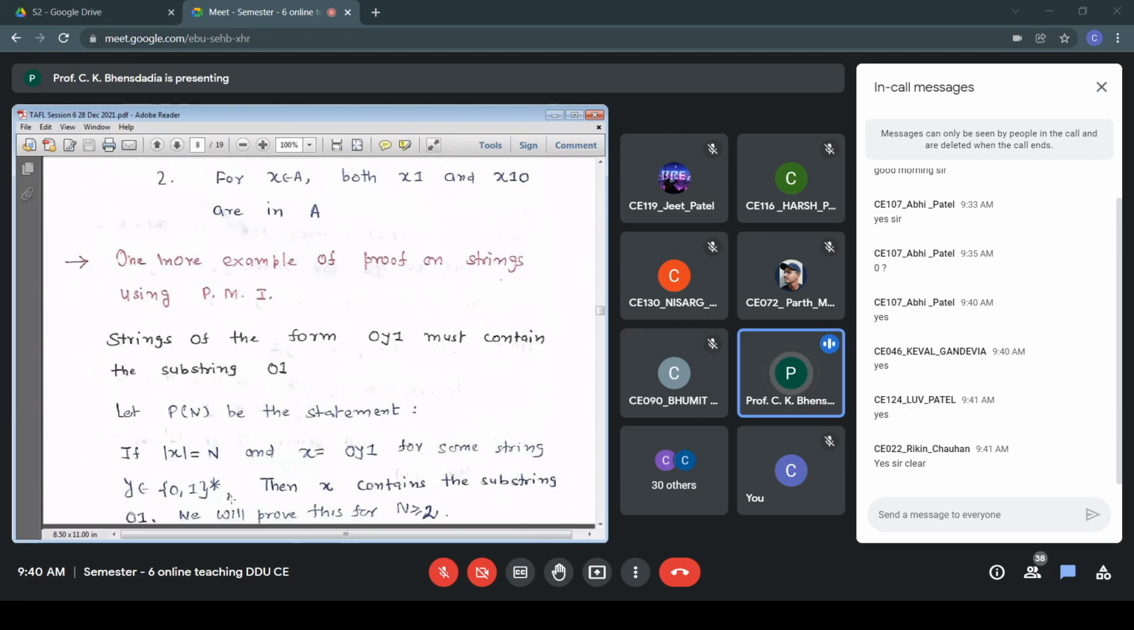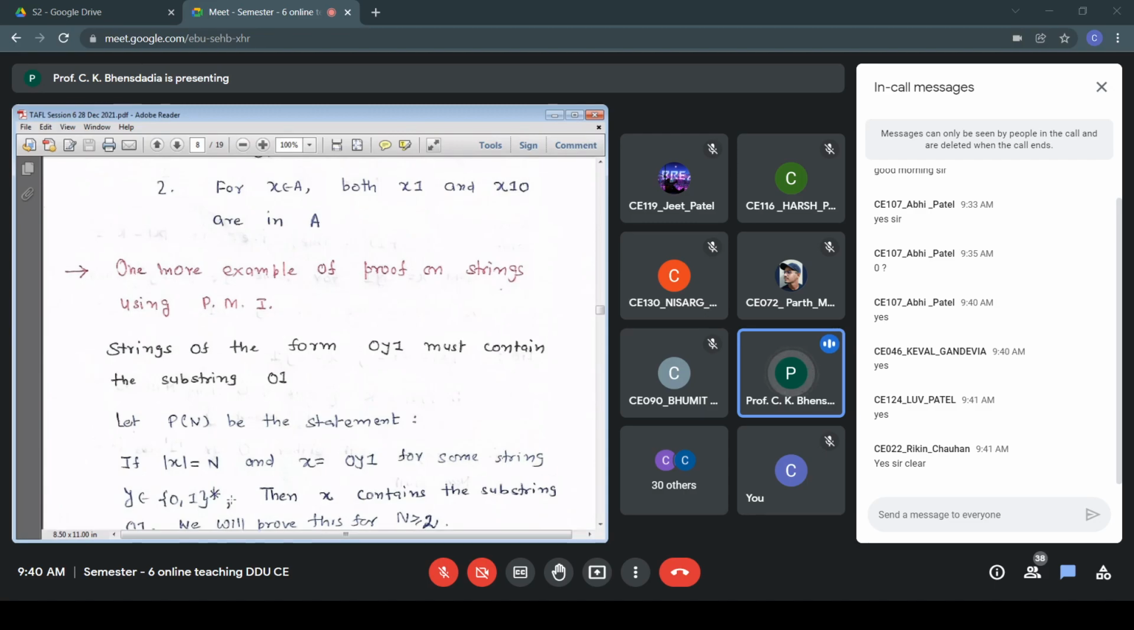If length of x is equal to n, we are explicitly introducing n, and x is equal to 0y1 for some string y belonging to sigma star, then x must contain the substring 01. We'll prove this for n greater than or equal to 2 because we are talking about pattern 01, so obviously length of x is at least 2. Pn is the statement, length of x equal to n. In our original statement, n was missing.